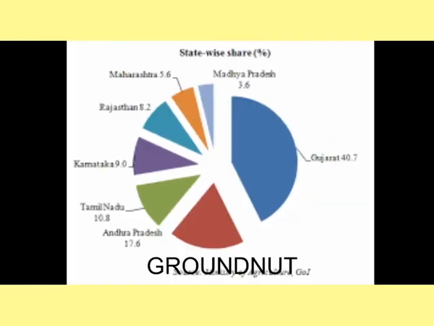So we can just see there, Gujarat having maximum production of groundnut, followed by Andhra Pradesh, Tamil Nadu, Karnataka, Rajasthan, and so on.